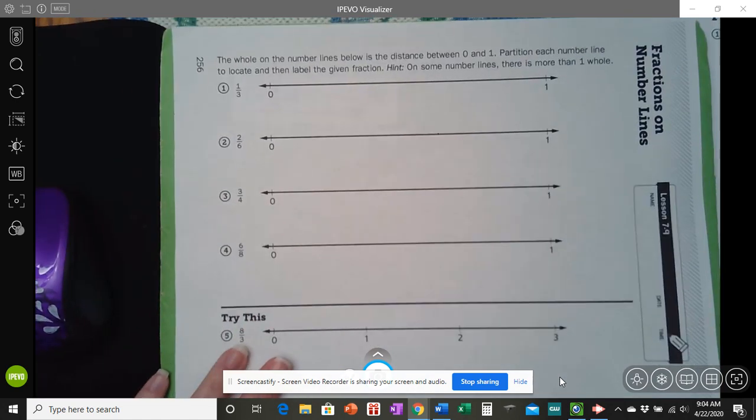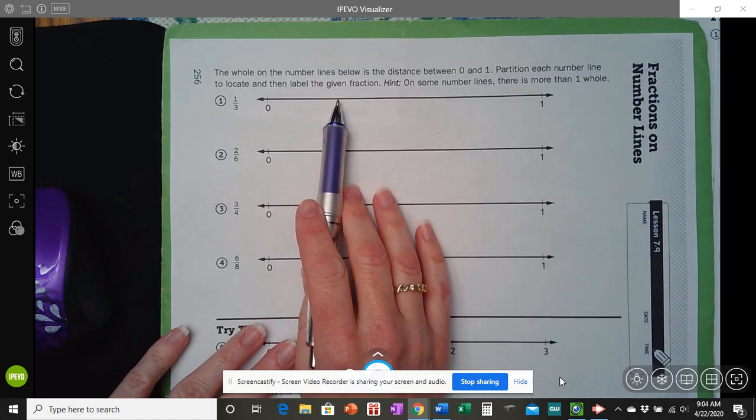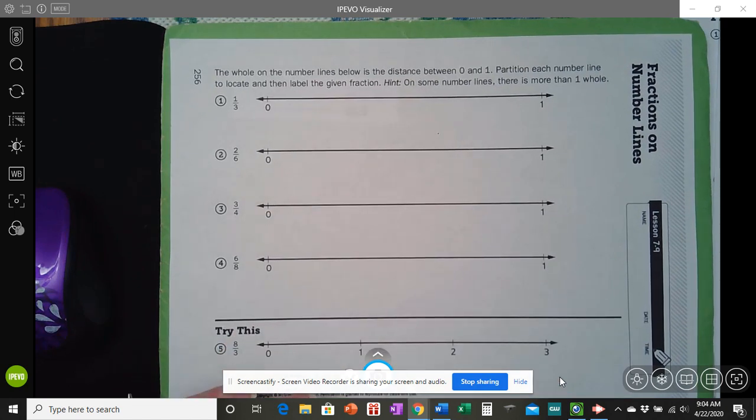Okay, now we're going to continue working on number lines and fractions. Alright, so it says the whole on the number line below is the distance between 0 and 1. Partition each number line to locate and then label the given fraction. On some number lines, there is more than one whole.